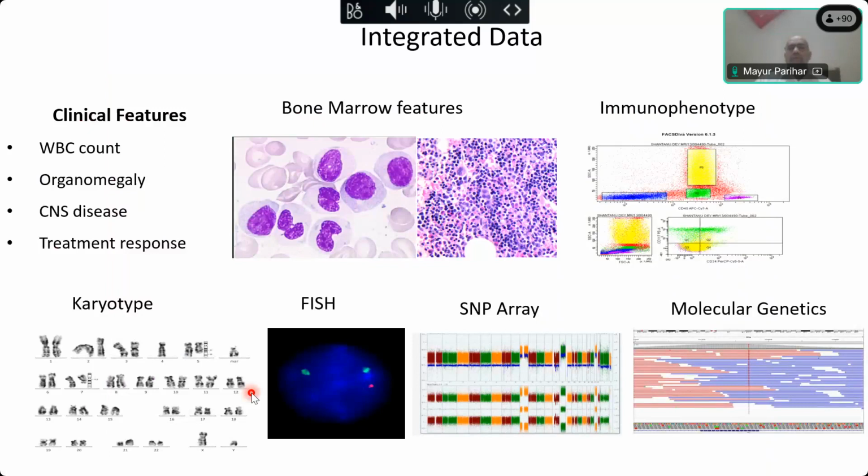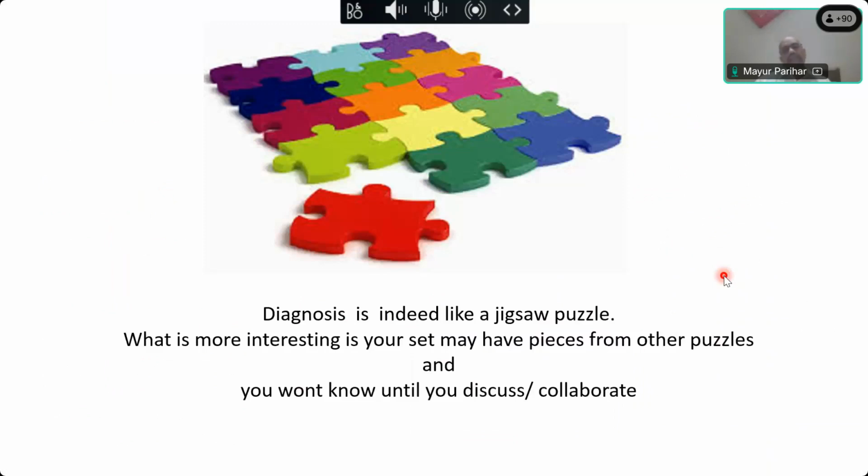So to summarize, you need to integrate data. The clinical features, the WBC count, look at clinical features like organomegaly, presence or absence of CNS disease, treatment response, bone marrow features, immunophenotype, and of course integrate the karyotype as well as the molecular genetic features to come to a diagnosis.